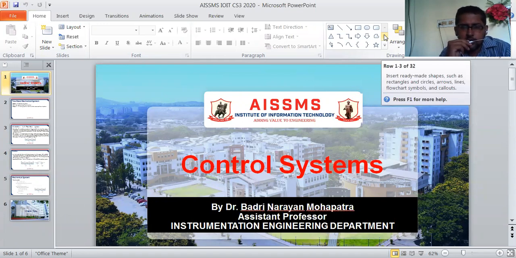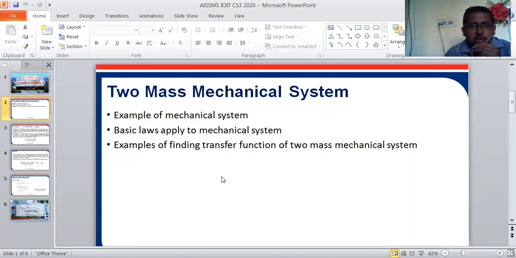I, Dr. Badri Mohapatra, Assistant Professor, Instrumentation Engineering Department of AISMS IOIT Pune. Today we'll be discussing control system. So in control system, we are discussing about two mass mechanical system. In this case, we have to look at what is a two mass mechanical system, then how we have to apply the laws particularly to that mechanical system, then how to find the transfer function of that system.